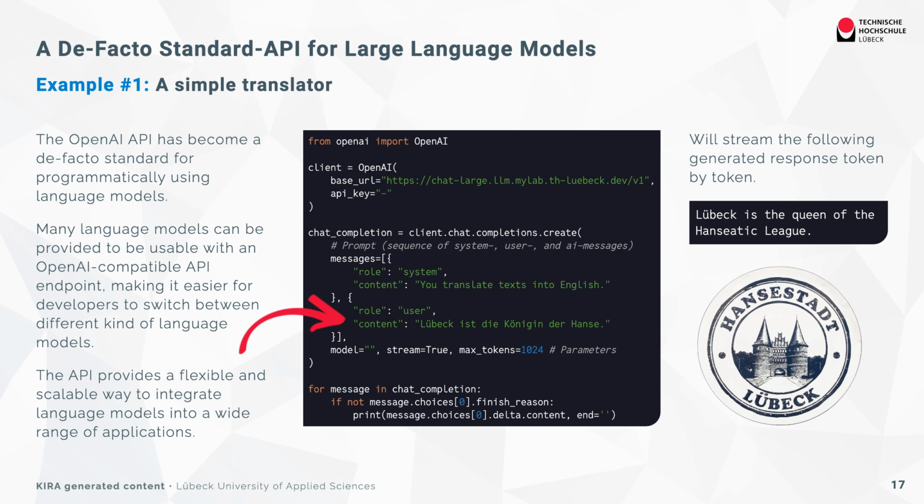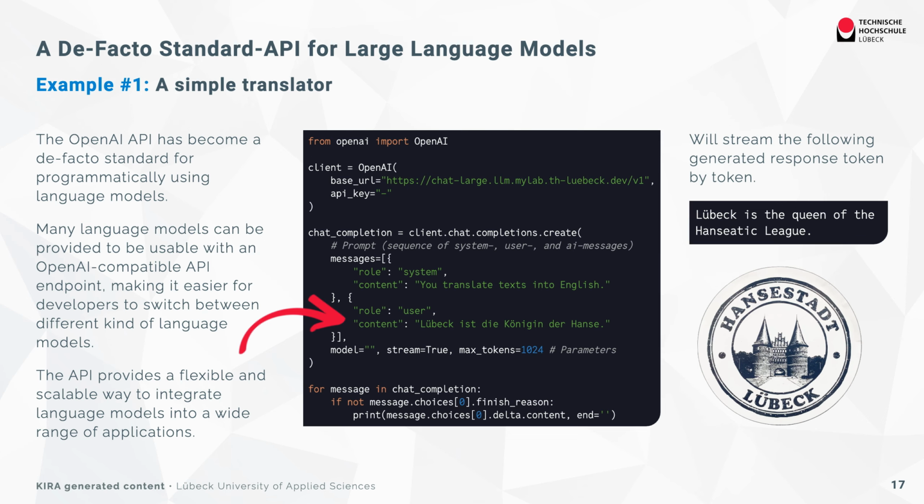The user's message is the input the language model processes and responds to. It provides context and information for the model to generate an appropriate response. In our case, it's the text to be translated. Furthermore, there are AI messages. These are not shown in the example.